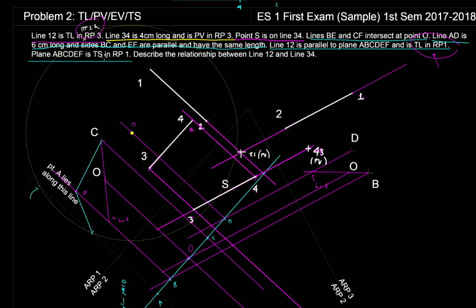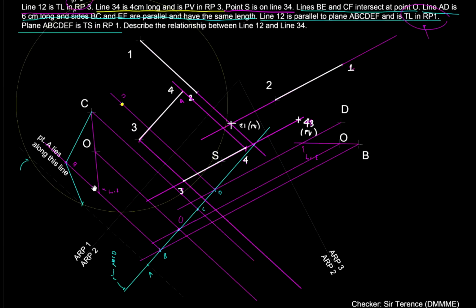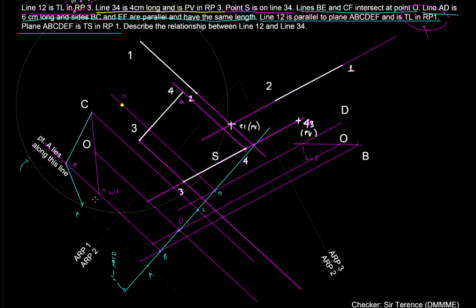Kasi wala namang pumipigil sa atin para piliin to. Lalo na hindi sinabi sa problem na plane ABCDEF is a regular polygon. Wala namang sinabing gano'n, no? So, equally pwedeng magamit to. Pero again, for our case lang, for simplicity, gagamitin lang natin yung point na to. Okay? I hope that makes sense, no? So, this is the location of point A.